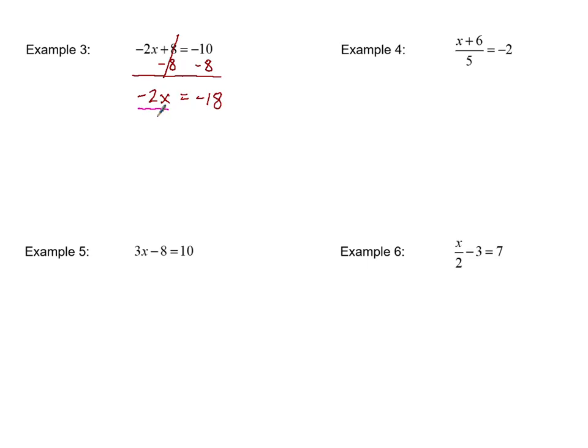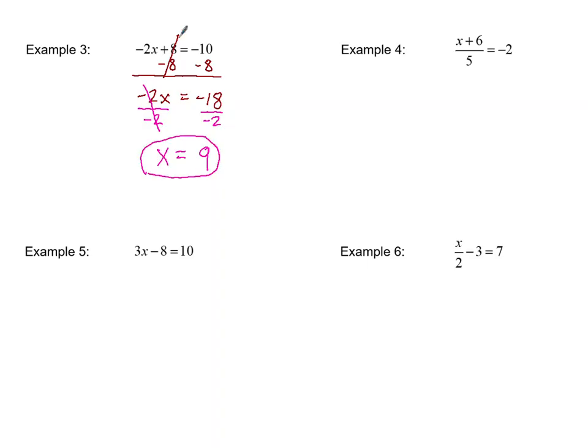So I'm going to put a little division and the -2 underneath, and another little division and the -2 underneath. Since I need to get rid of the -2, I'm dividing by -2. -2 divided by -2 would cancel away to 1, and 1x would be all that's left. Then my equal sign. -18 divided by -2 is 9.